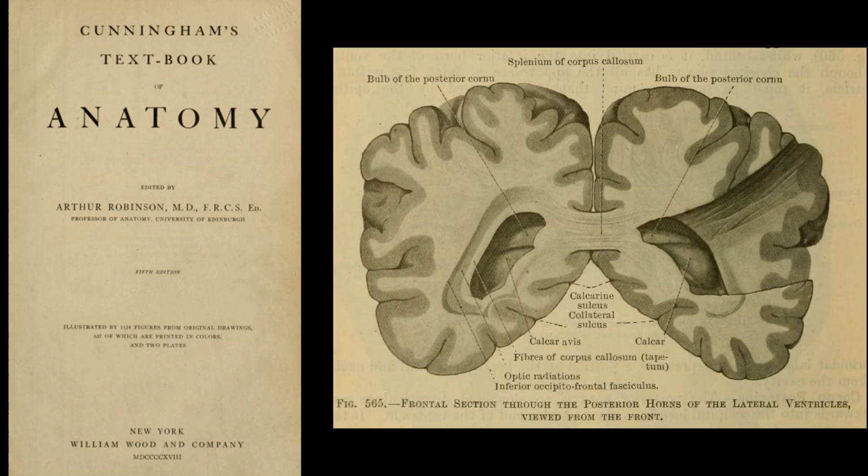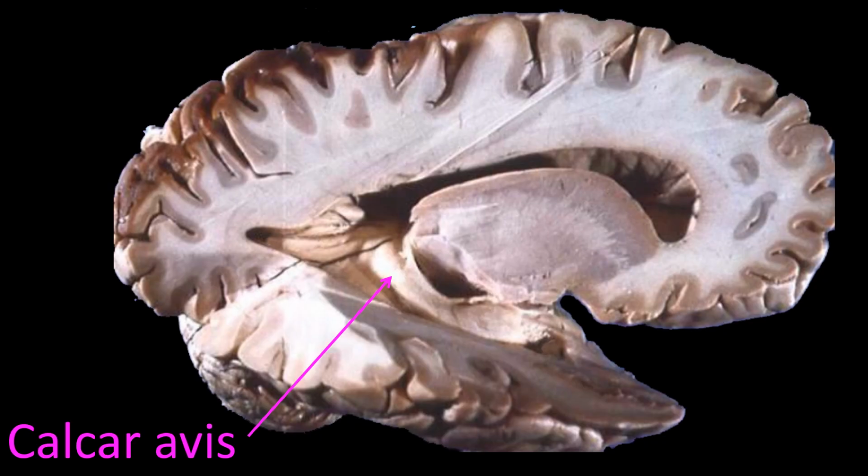This is a view of the occipital horn of the lateral ventricles to show you the calcar avis on both sides and to show you what causes the bulge we call the calcar avis, which is the deep penetration of the calcarine sulcus into the occipital parenchyma. In this view, you can also observe the calcar avis.